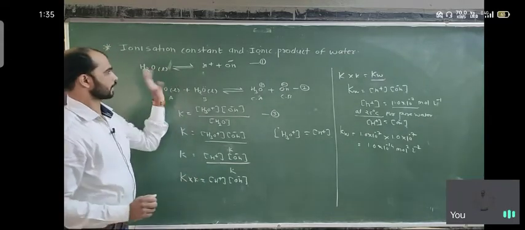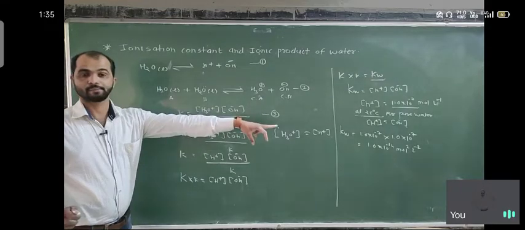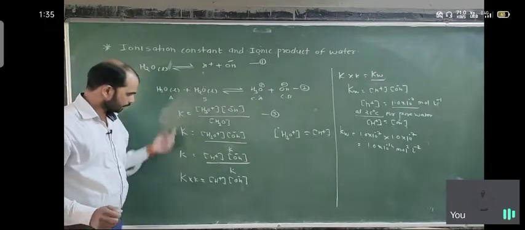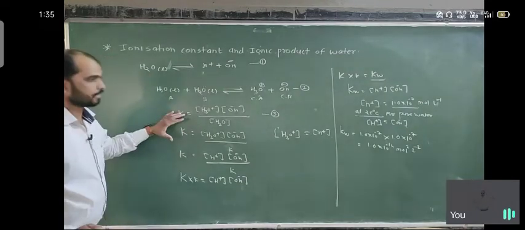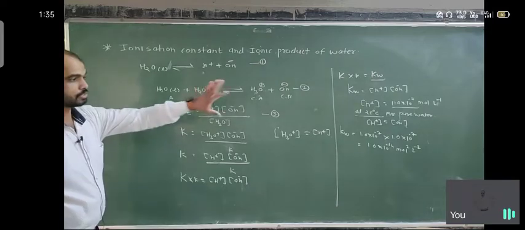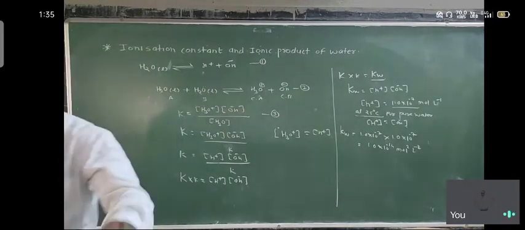So we can calculate both. Dissociation constant, this is the ionic product. Kw is the ionic product, and here this K is the dissociation constant. So using K, we calculate K as well as this ionic product of the water. We're going to discuss some more points about it.